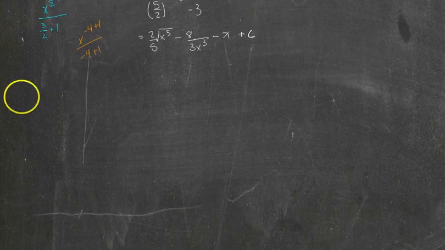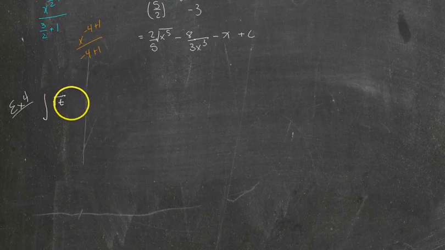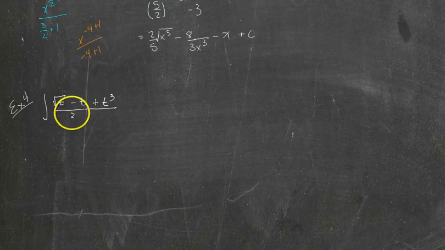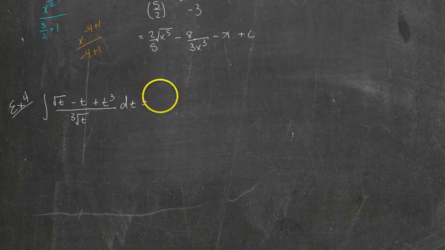So example 4. Let's find the antiderivative of the square root of t minus t plus t cubed all over the cubed root of t. And of course, we hate this. This is a bunch of ugly numbers to work with, but it's not going to be hard to work with in all actuality. I won't skip any steps, so let's just divide this out into 3 separate antiderivatives.